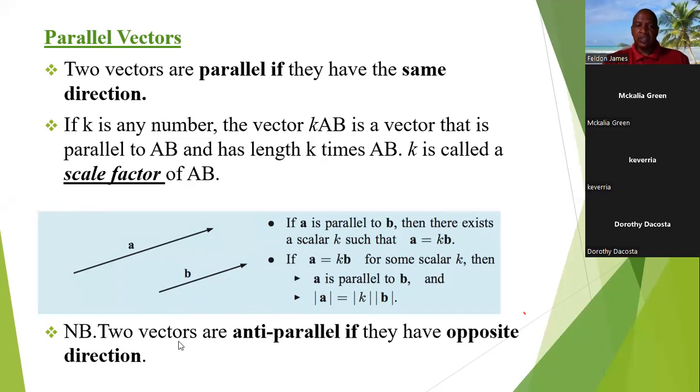And we note that two vectors are antiparallel if they have opposite direction. So if B was pointing in the opposite direction of A, it would be an antiparallel vector. Okay.